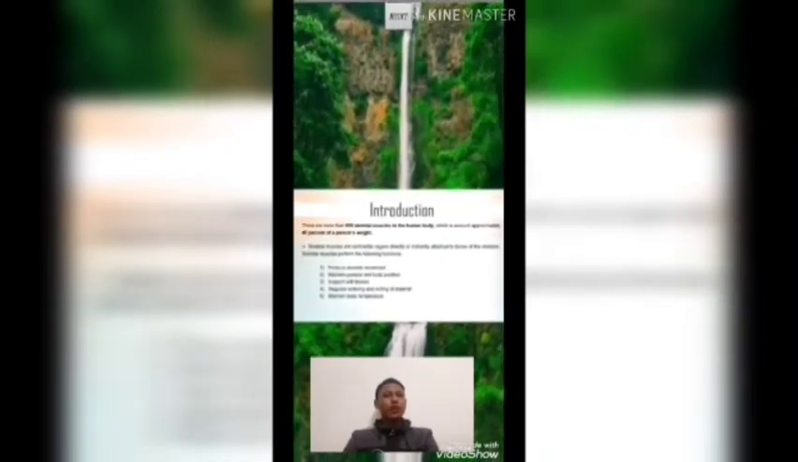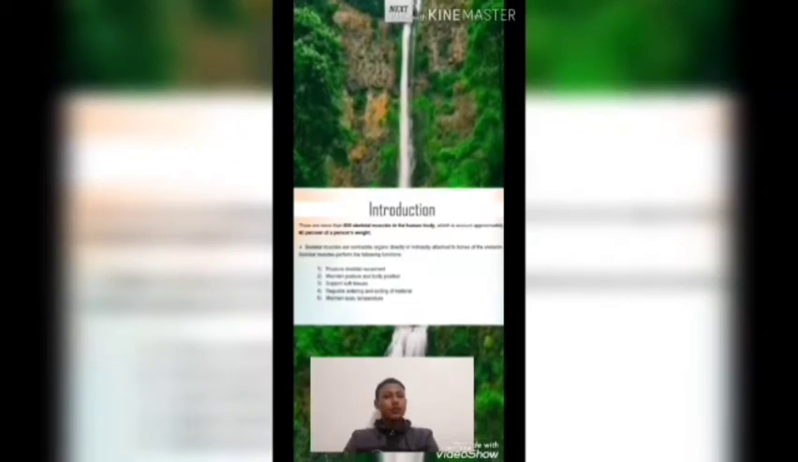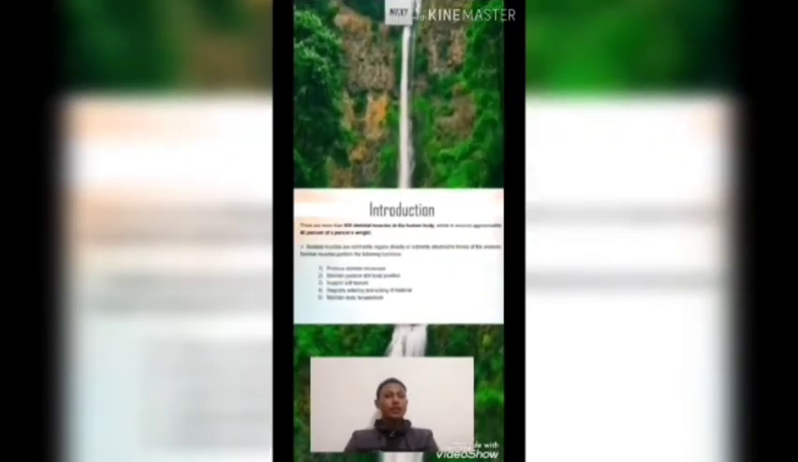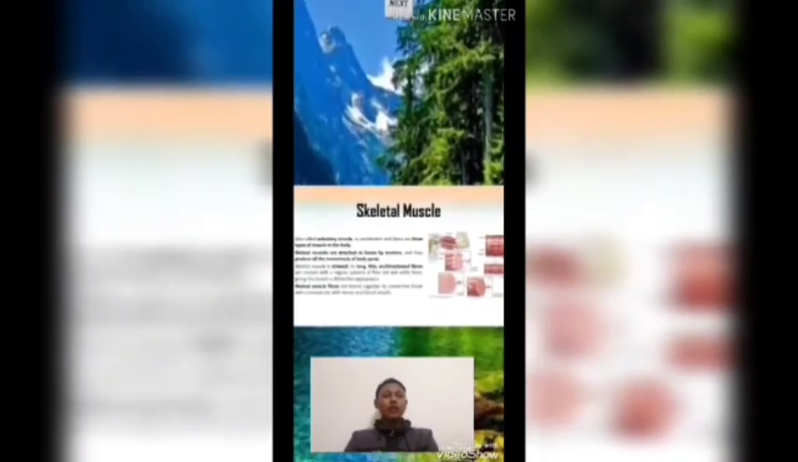Number one is to produce skeletal movement. Number two, maintain posture and body position. Number three is to support soft tissue. Number four is to regulate the entering and exiting of material. Number five is to maintain body temperature. Okay, the next screen, screen number 12, is about skeletal muscles.